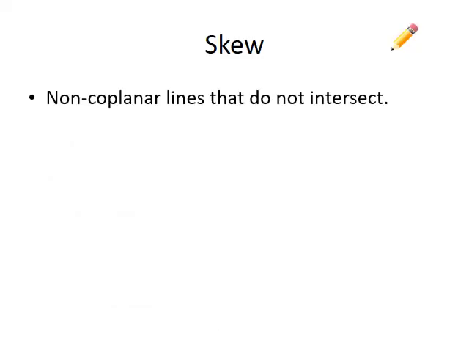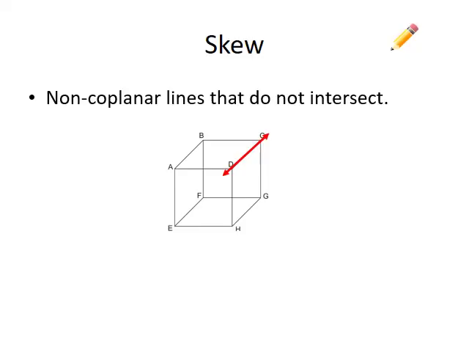This may be a new vocab word for you: skew. Skew lines are non-coplanar lines that do not intersect. So we'll look at what that means when we see the diagram. Take, for instance, this box or this cube. Let's first look at the line CD over here on the top right-hand corner or edge of this cube.